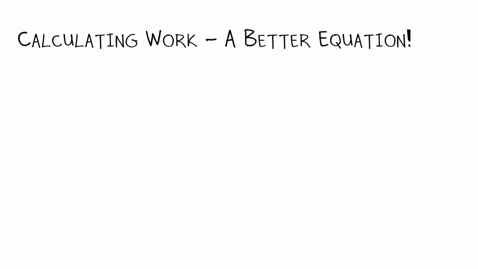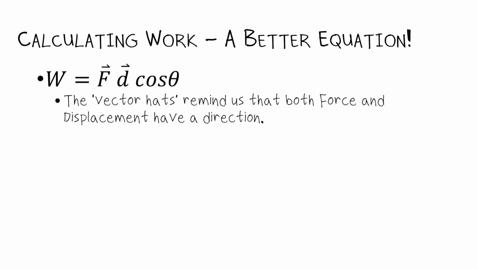So there is a better equation for work, and it is a little more complicated to look at, but if you take the time to study it, it really pays off in spades. Work equals F d cosine theta. You can see there's those 2 little marks over the F and the d. I call those vector hats, and they remind us that the force and displacement quantities are vectors, and specifically vectors have a magnitude and a direction associated with them.